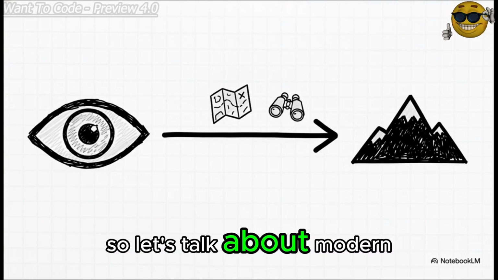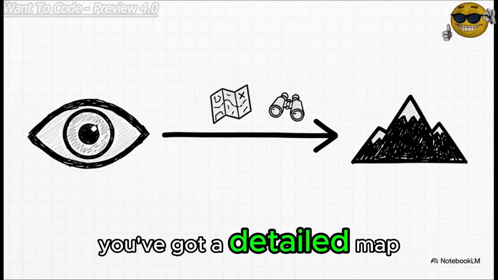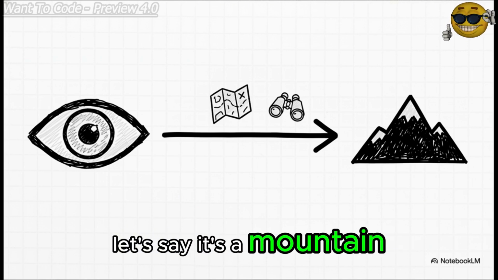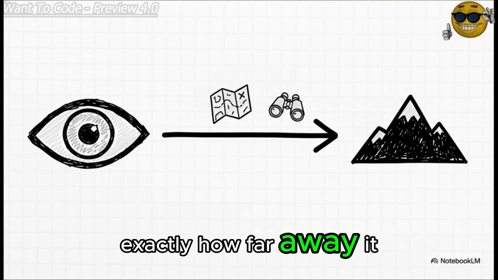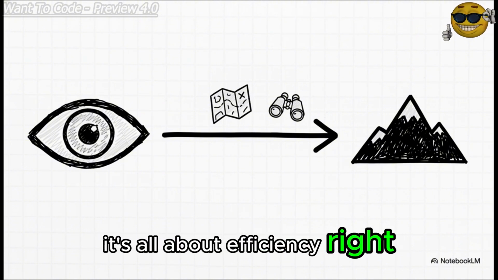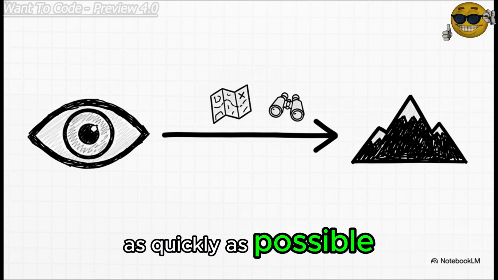Okay, so let's talk about modern ray tracing first. Think of it like you're planning a hike. You've got a detailed map and a great pair of binoculars. You look at your destination, let's say it's a mountain, and your tools tell you exactly how far away it is and the fastest, best path to get there. It's all about efficiency, right? It ignores all the unnecessary stuff to get the job done as quickly as possible.